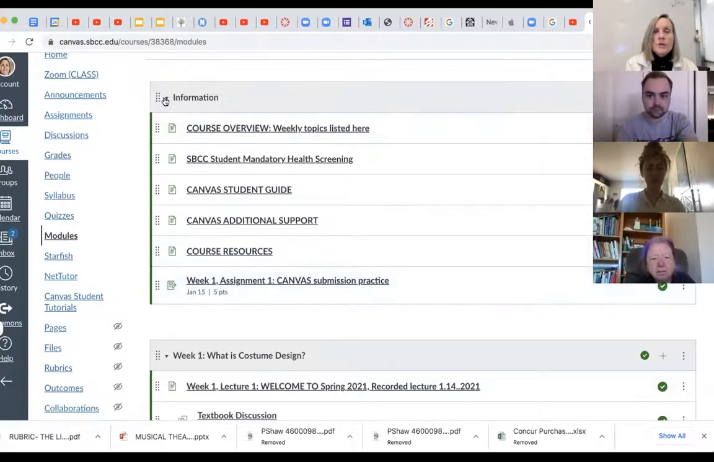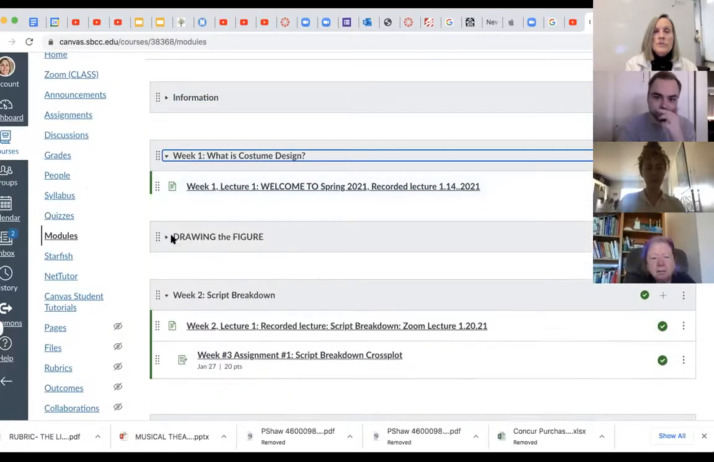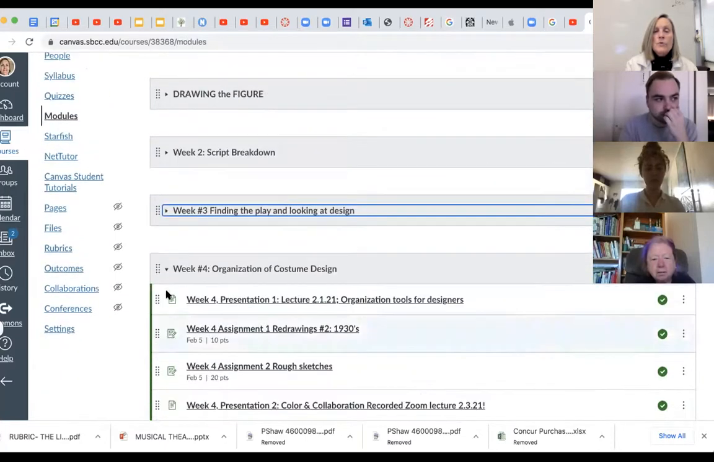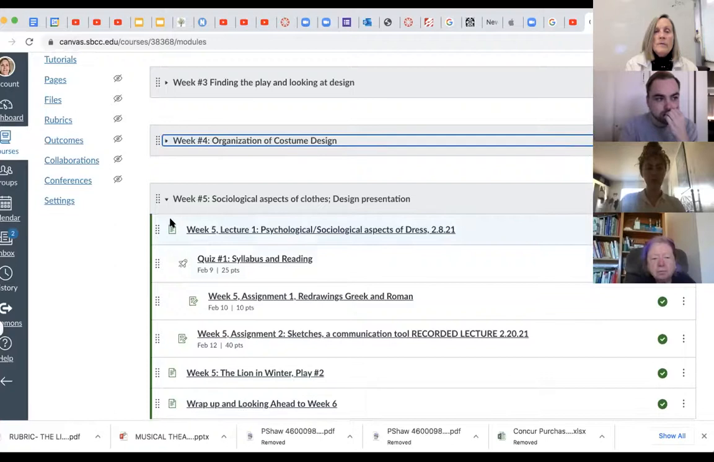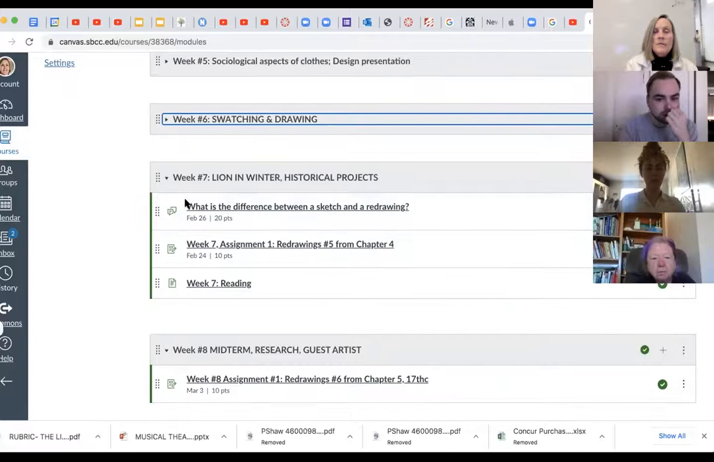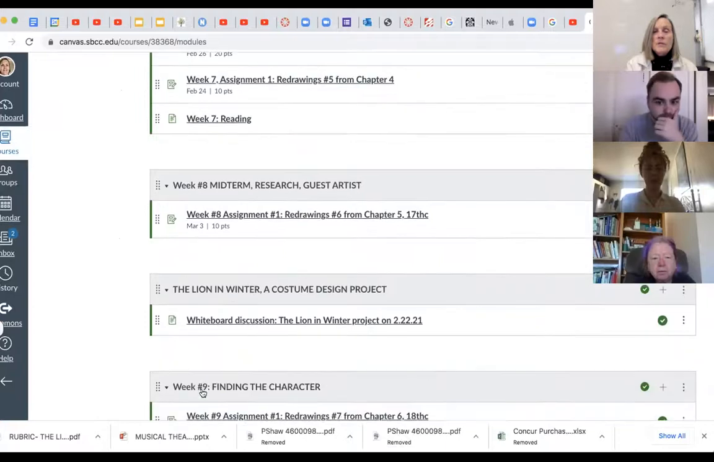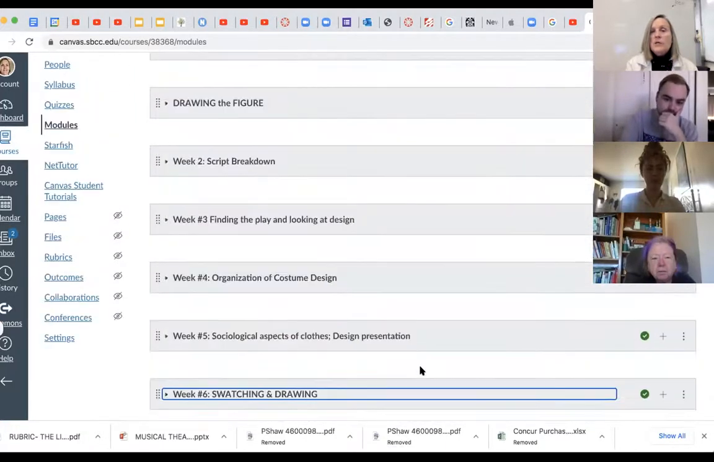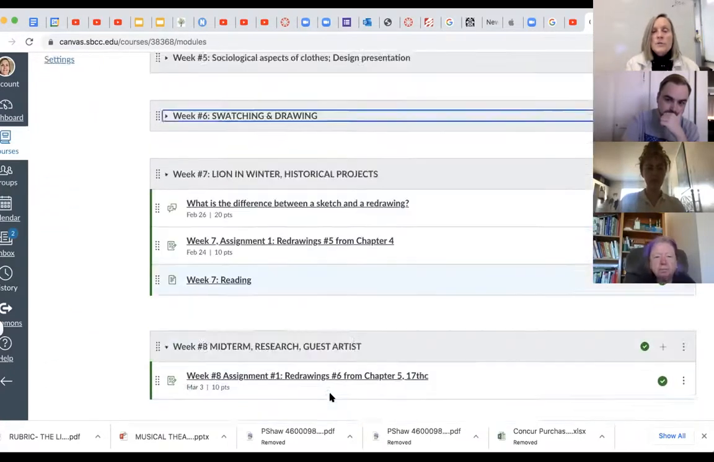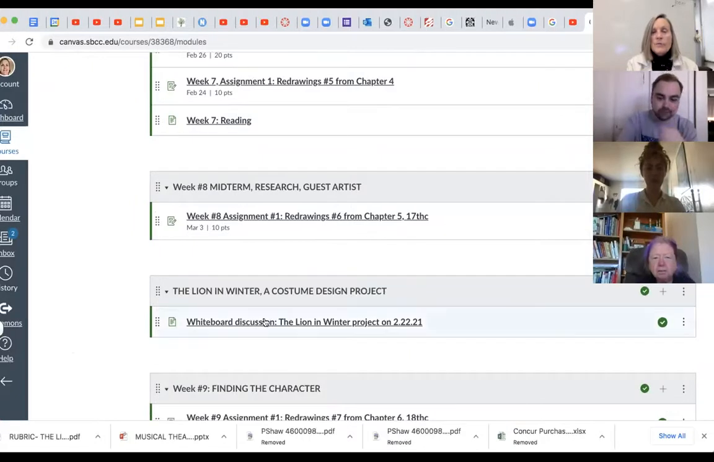You can collapse your modules so that you only see the headlines, and you're not having to scroll through the whole thing. This is what we're discussing this week. This is our midterm, and then here's Lion in Winter. If you collapse things, you're just looking at the major headlines and they go by week, and you can follow that easily. So here it is, Lion in Winter costume design project and the whiteboard discussion. And then everything else for Lion in Winter will be on this page.